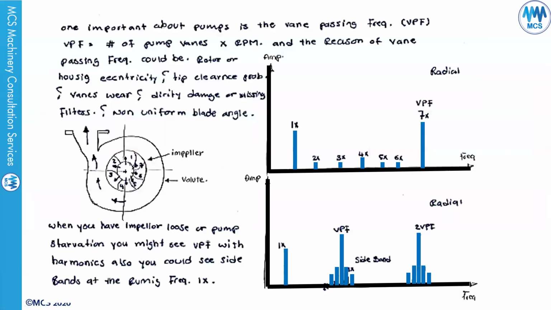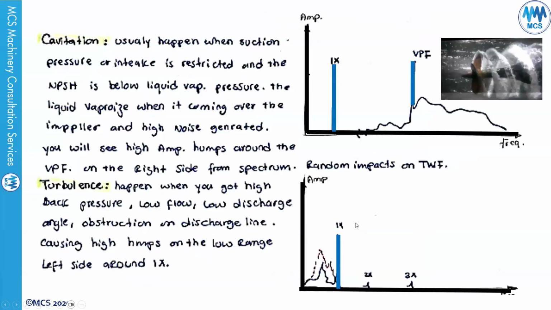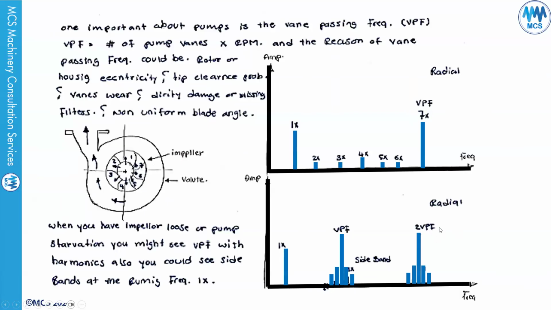For pump and compressor fault analysis, normally you will see the vane passing frequency. The vane passing frequency is the number of vanes multiplied by the running speed. You can see sidebands around the vane passing frequency, and you can see the second harmonic. This could be an indication of flow turbulence problems, a clearance problem, or uneven clearance between the impeller and the volute. All of this can cause it. Also, seeing the vane passing frequency doesn't necessarily mean that you have a certain fault.